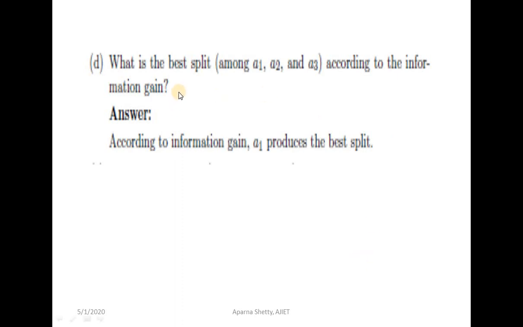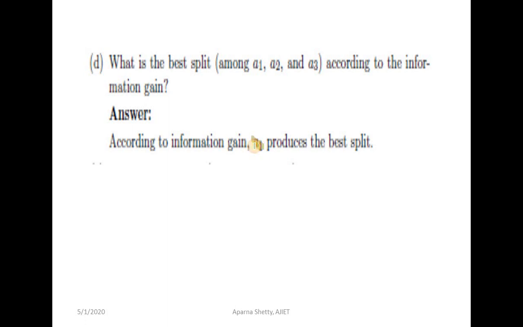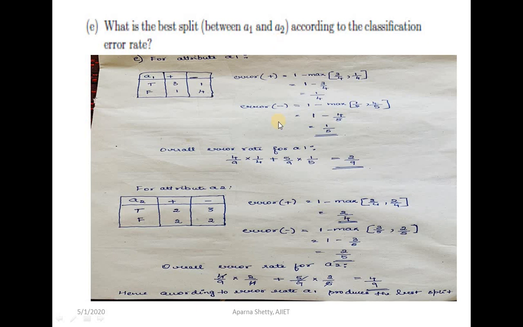Next, they have asked, what is the best split among A1, A2 and A3 according to information gain? According to information gain, the highest value is for A1. Correct? A1 has the highest value of gain. So we can tell that A1 produces the best split. What is the best split according to classification error rate? Next, for classification, the best split between A1 and A2. They have asked to find the best split according to classification error rate.